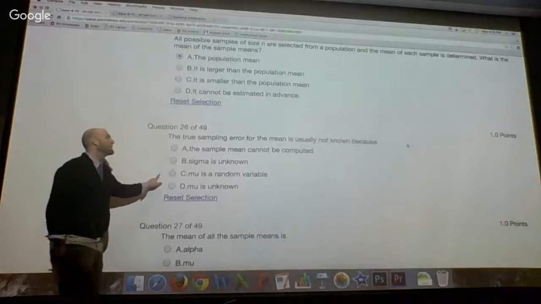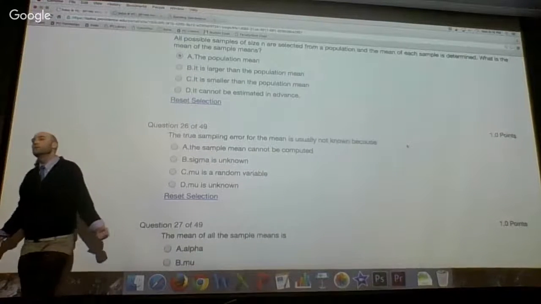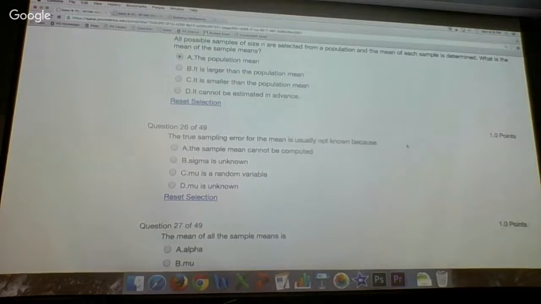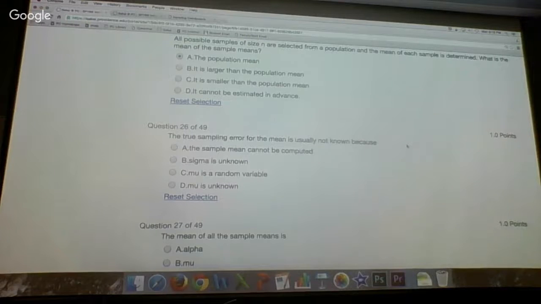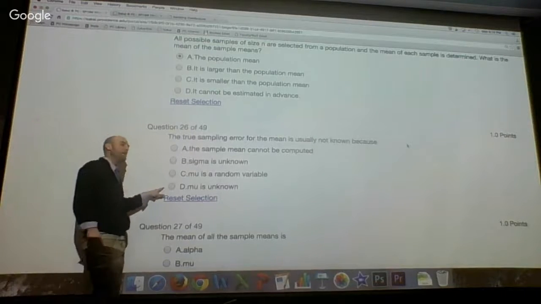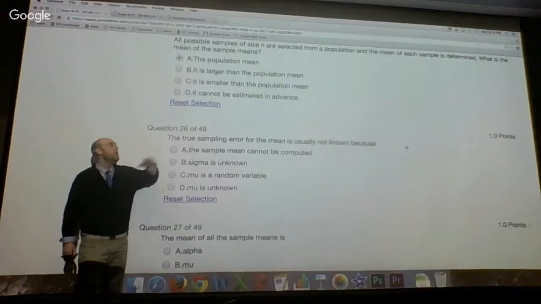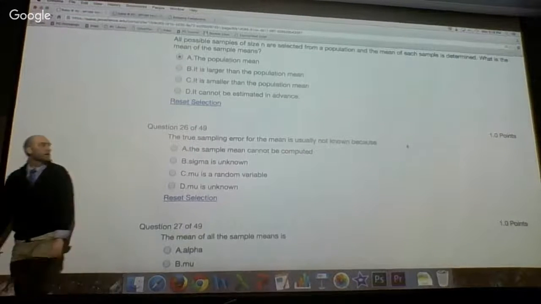26. The true sampling error of the mean is usually not known because why don't we usually know true sampling error? There are two things we need to know sampling error. For example, sample, Katie. Yeah, because we don't know mu. We need sample mean and population mean, but rarely, if ever, do we actually know the true population mean. So true sampling error is hard to find if we don't have mu. Good work. Thanks, Katie.